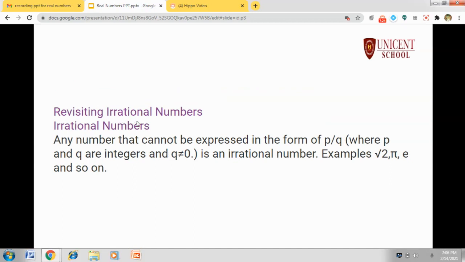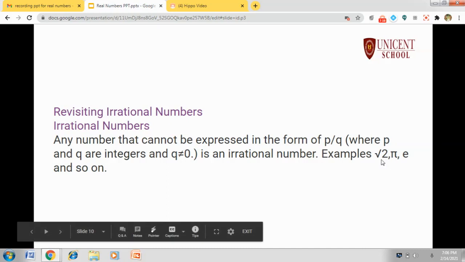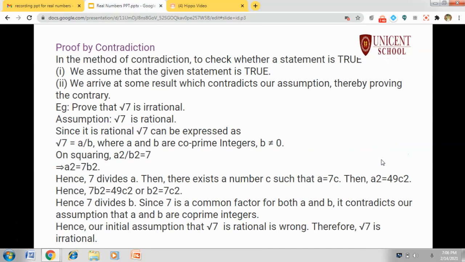Revisiting the irrational numbers. The numbers which cannot be expressed in the form of p by q, where q is not equal to 0, are called irrational numbers. For example, root 2, pi, etc. In this chapter, you get a question where we need to prove that the root of some number is irrational. So here we prove this using the contradiction method.